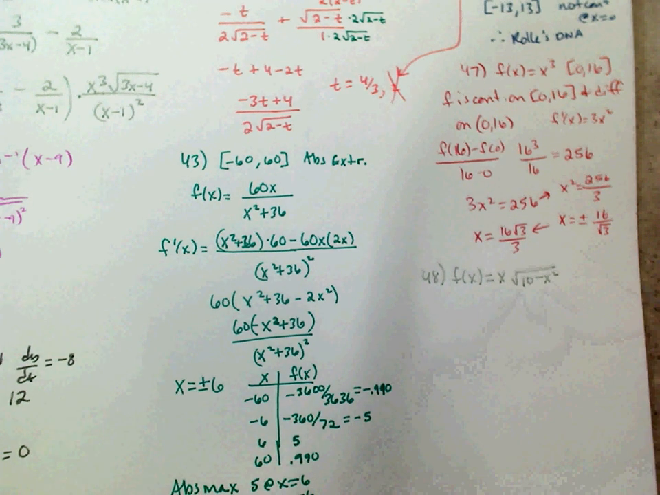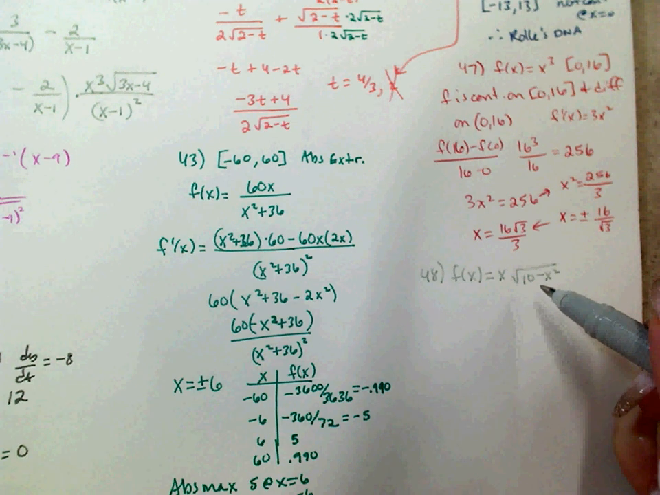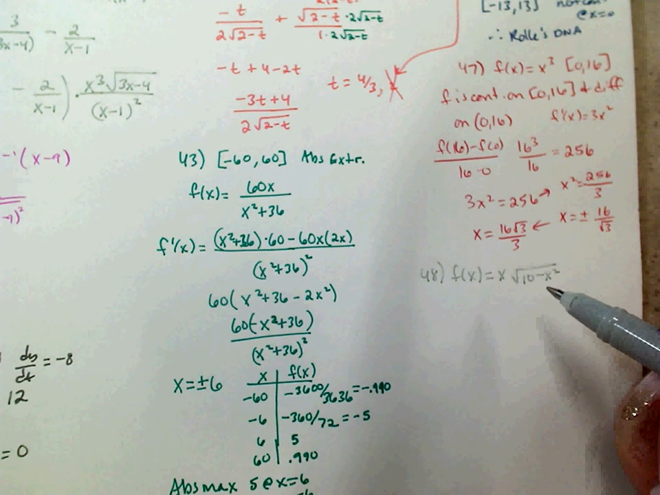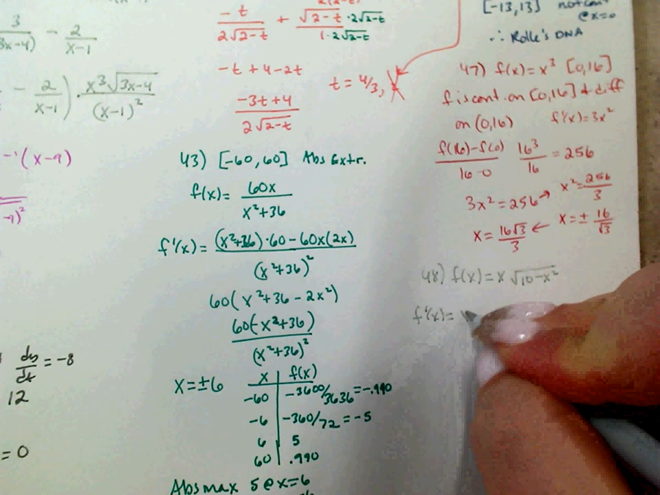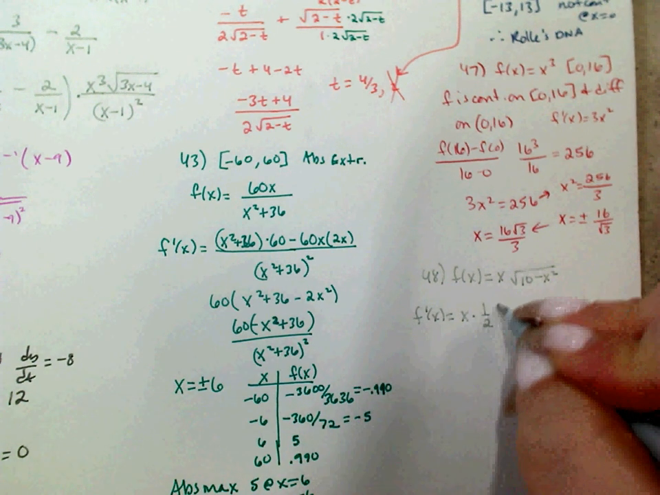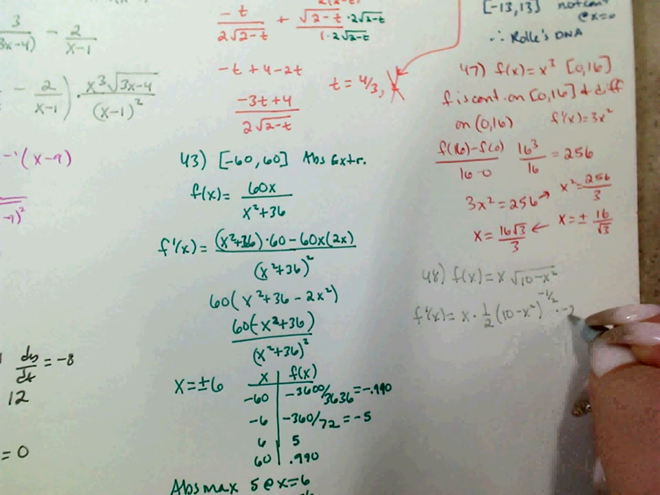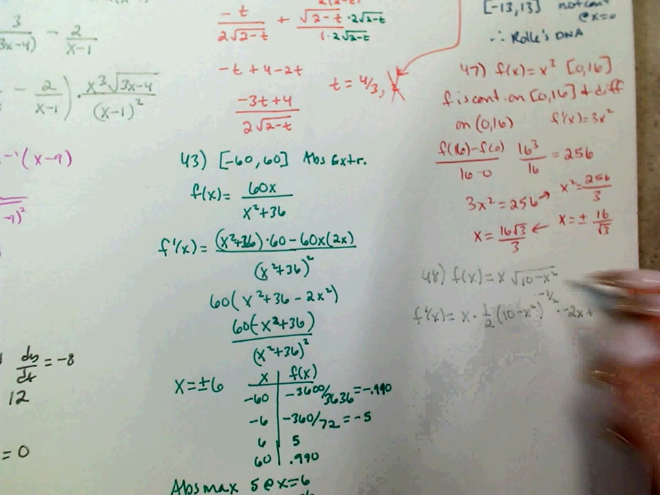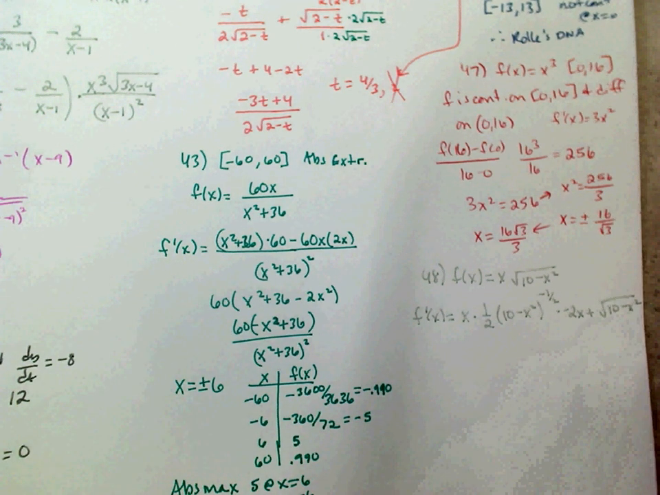All right. So f prime equals first times the derivative of the second, 1/2 (10 minus x squared) to the negative 1/2 times the derivative of the interior, which is -2x, plus the derivative of the first, which is 1, times the second, the square root of 10 minus x squared. If you haven't noticed by now, the square root pops up a lot, and it's just one of those things that the more you do, the easier it is.